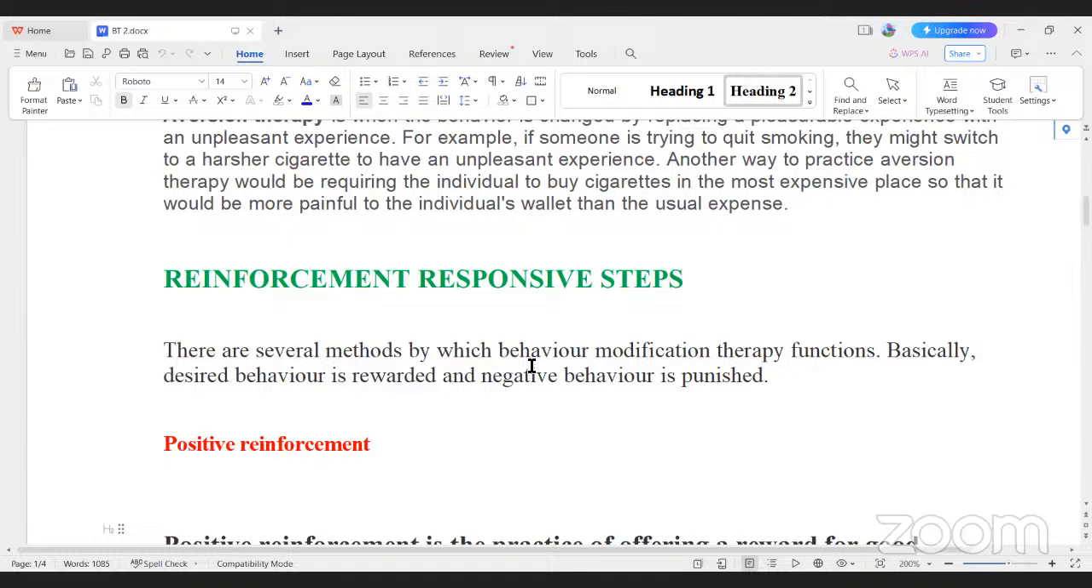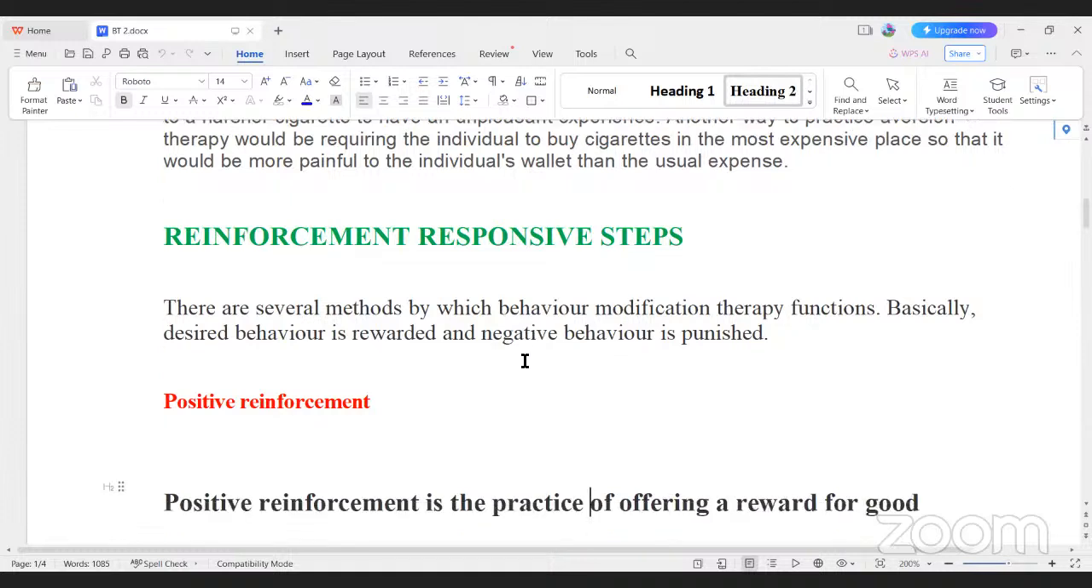So here, positive reinforcement, that means for desired behaviors, what is the positive? There are four things here. I told you yesterday also: positive reinforcement, negative reinforcement, positive punishment and negative punishment. When it is positive, how can it become a punishment, you may have a doubt. If you go through it, you will understand.